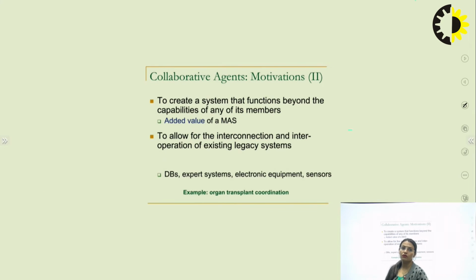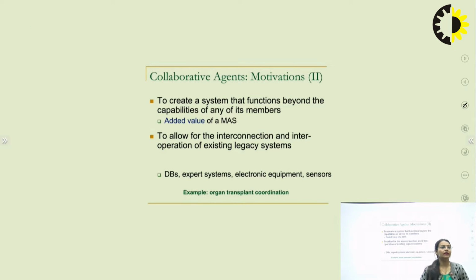The second motivation is that if I want to create a system that works beyond the capabilities of any of its members: if I work with only one agent, that agent will be trained for one particular job only. But if I collaborate various kinds of agents, then I can utilize the power of all the agents collaboratively in my work, so that I can easily add on functionality to any system that I need to design.